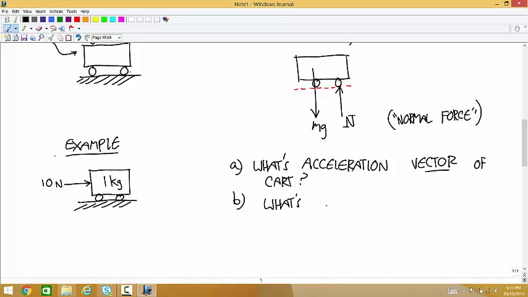what's the contact force vector applied to the cart by the ground?